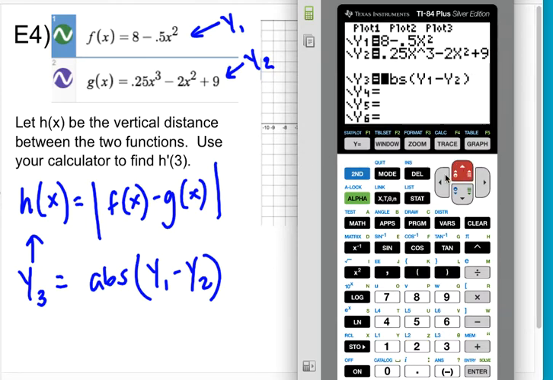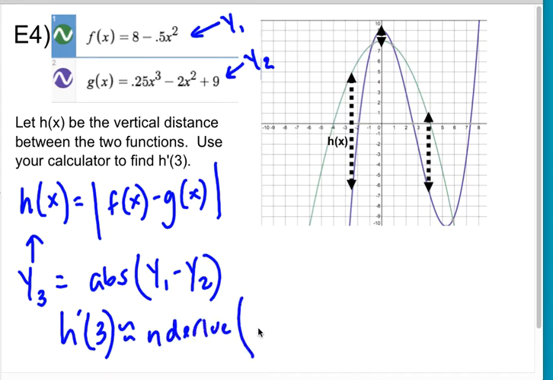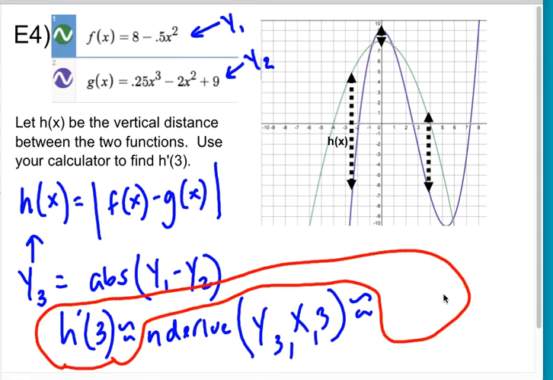So now that I know that y3 is what I want, h prime of 3 should be approximately what happens if I do nDeriv of y3 with respect to x at 3. Now, the AP is not going to give you calculator notation credit. The AP is going to want to see the answer, right?